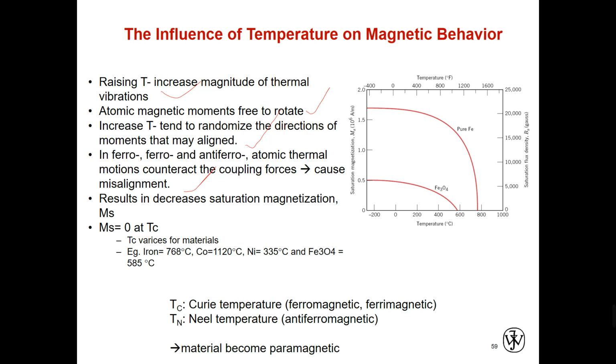So MS will decrease. MS is equal to 0 at Tc, which is the Curie temperature, and TN we know as the Néel temperature for antiferromagnetic. So Tc is for ferromagnetic and ferrimagnetic. So this is the behavior for pure iron and the so-called good magnetic material Fe3O4, magnetite. So this is the behavior of the iron-based material if you look into the influence of temperature on the magnetic behavior.